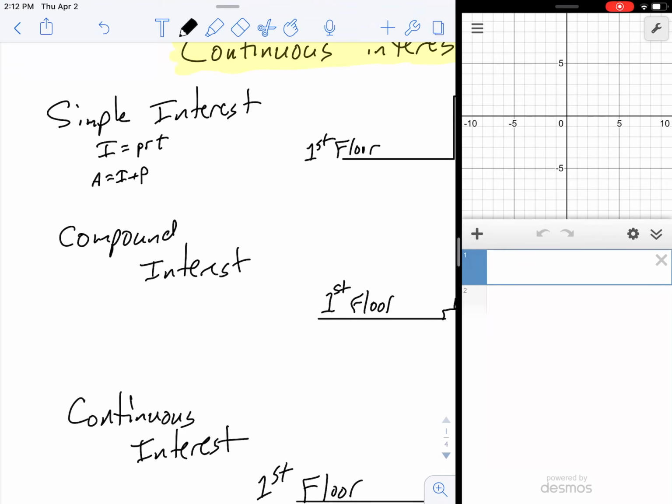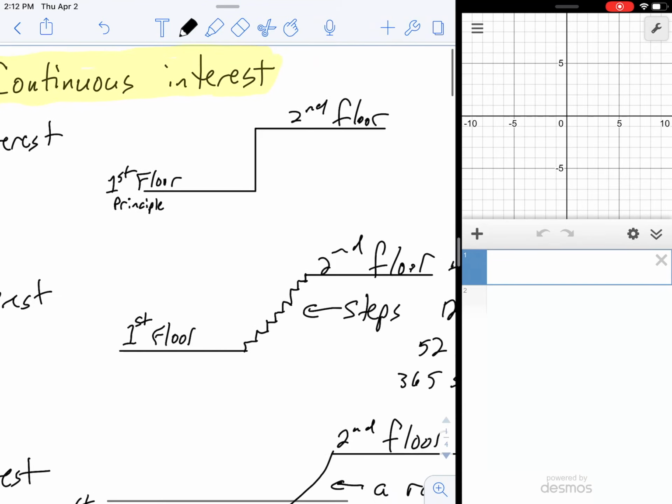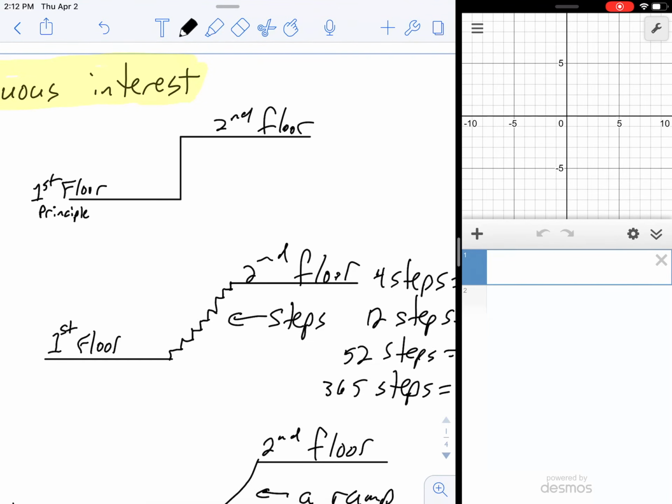So principal, rate, time. An analogy for that is you've got your principal, which is like the amount of money you borrow or the amount of money you invest when you first start. And then there is the amount at the end, because when you borrow money, you always pay back more than you borrowed. Or if you invest, hopefully you get more money than you invested. So if the principal is the first floor, the total amount's the second floor. With simple interest, it just takes one giant step to get there. One calculation, and then that's it.